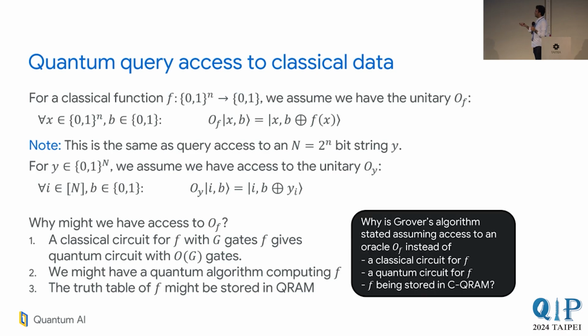This is why Grover's algorithm doesn't specifically list out the ways in which this oracle O_F could be implemented. It just says that O_F is the oracle we have. And these are three examples of why we might have access to this oracle. There could be more. These are just three that I came up with. Good. So this is query access to classical data.